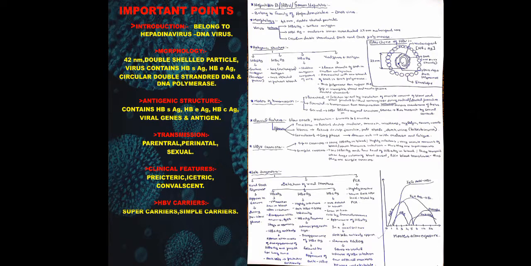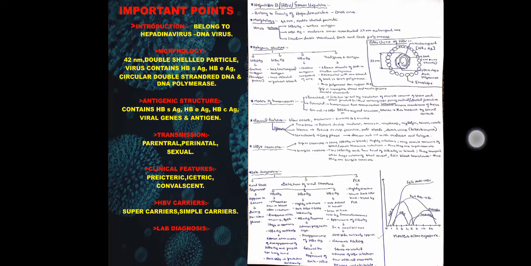Coming to the antigenic structure, it contains three antigens, that is HBsAg, HBeAg, HBcAg, viral genes, and the antigen. Coming to the transmission, it occurs mainly through three modes, that is parenteral, perinatal, and sexual routes of transmission. The clinical features would include the pre-icteric and the convalescence phase. And there are two types of carriers, that is the super carriers and the simple carriers.